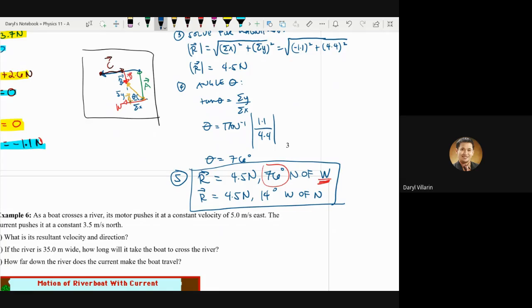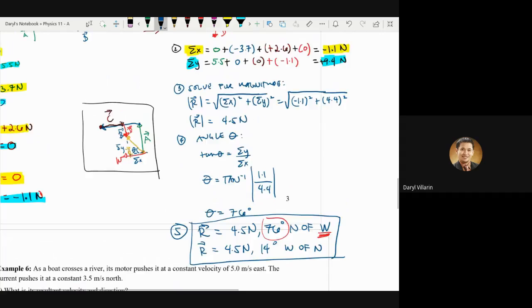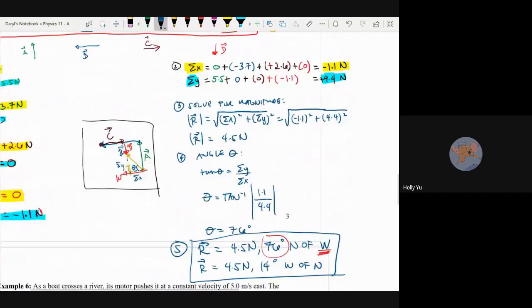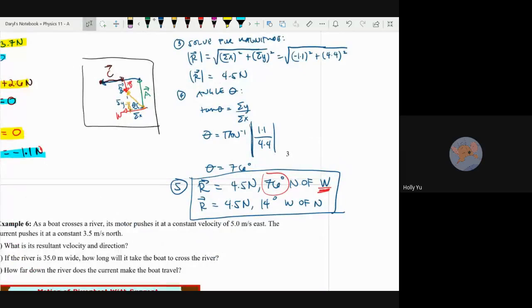Okay, so any questions with this one here? Yes, sir. When you answer the angle, is there an absolute value here? What? The significant digits? Oh no, the absolute value for the angle. This one here. Oh yeah, okay, I got it.